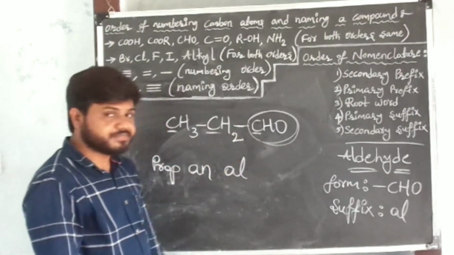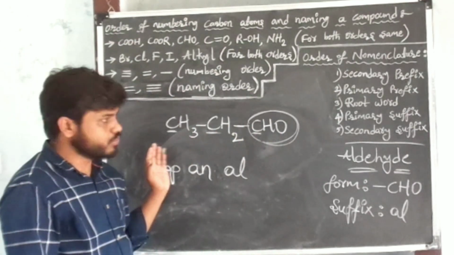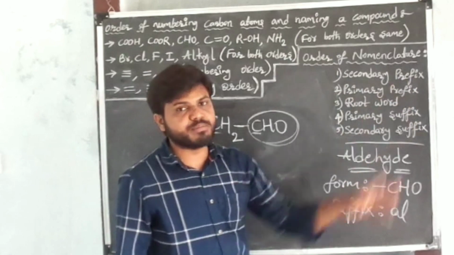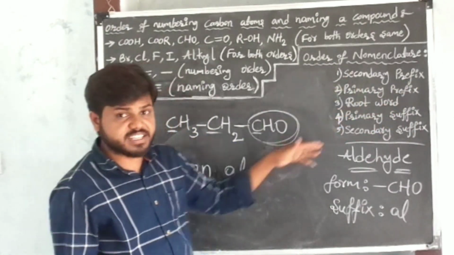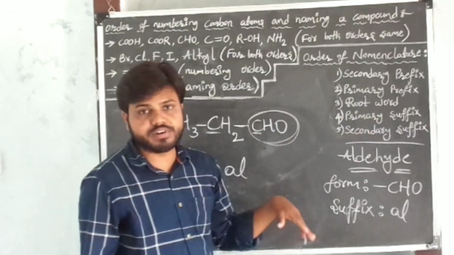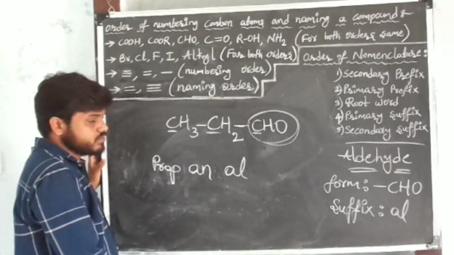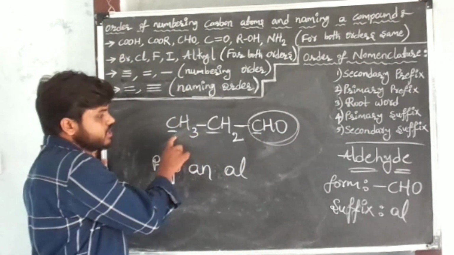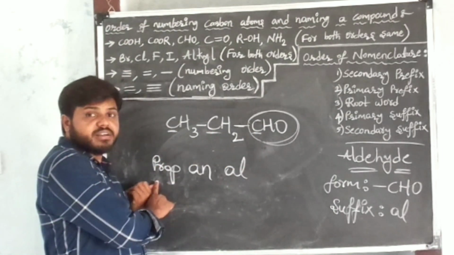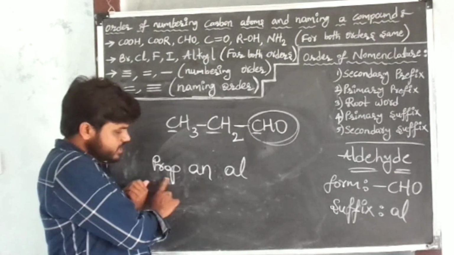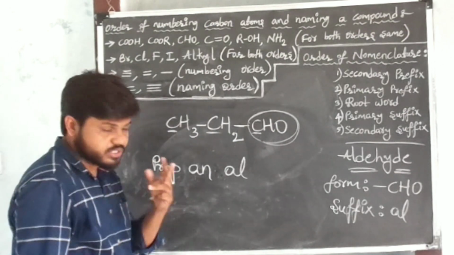I am repeating. This is the given carbon compound. In the given carbon compound, secondary prefix is not there and primary prefix, meaning cyclic, is also not there. Then go to the root word. Root word means number of carbon atoms. There are 3 carbon atoms: 1, 2, 3. I have written the root word of 3 carbon atoms, that is prop.